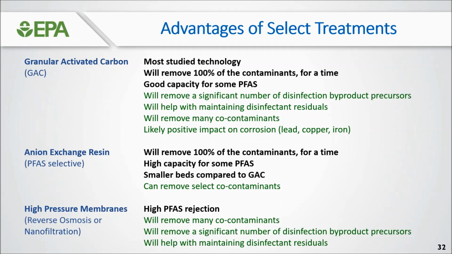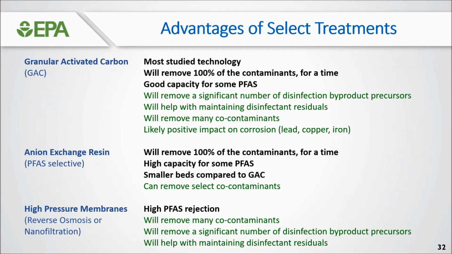Anion exchange resins, like GAC, will remove 100% of the contaminants for a time, have high capacity for some PFAS, and because of the kinetics of removal and their capacity, much smaller beds are needed compared to GAC. Secondarily, it can also remove some co-contaminants, but for the selective anion exchange resins, a little bit more research needs to be done in that area.